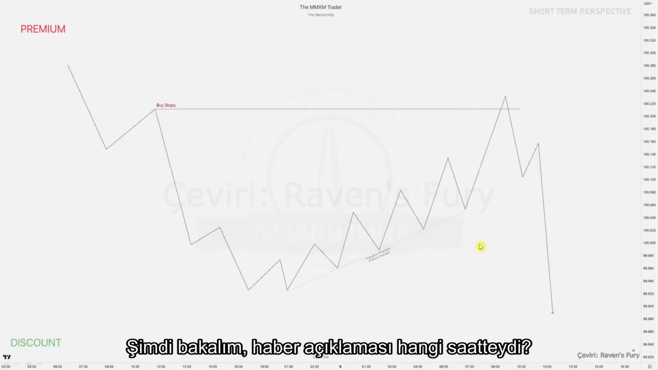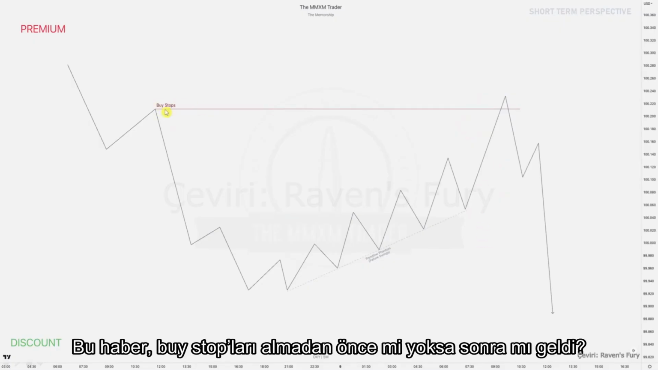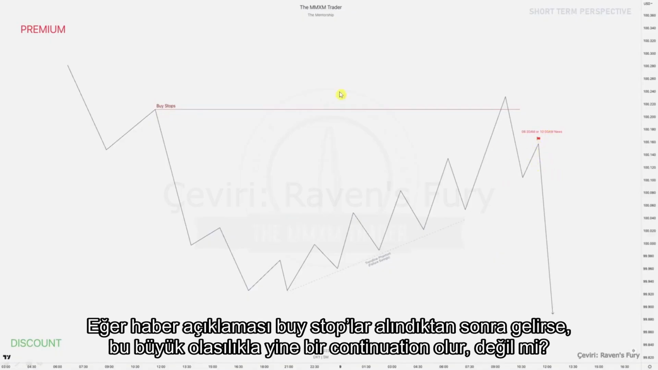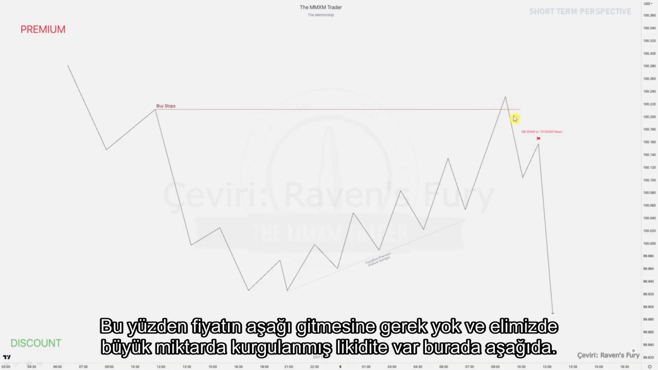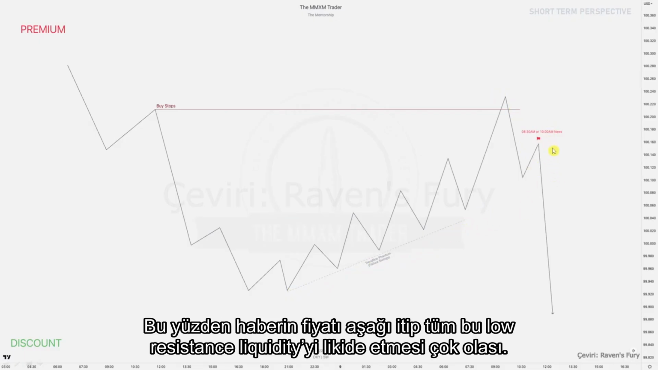So now we're going to see at what time is the news release. Was this news release before we took out these buy stops or after? Right? If we have news release after we take out those buy stops, it's highly likely again to be a continuation, right? A one-sided direction with news release, because order pairing already happened up here, so price has no business to go down, and we have massive engineered liquidity down here, so it's highly likely news will push price down and then liquidate all that low resistance liquidity.